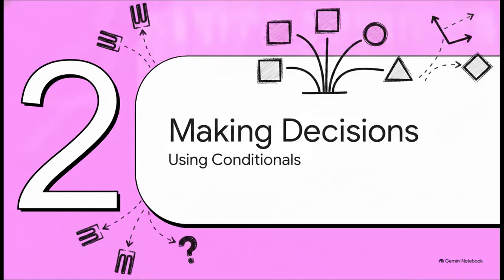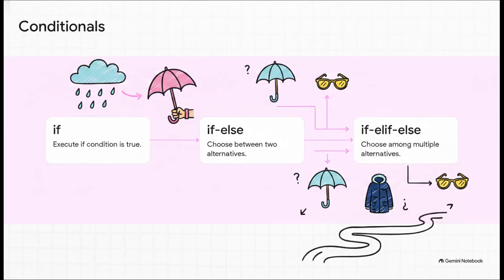Moving right along to Section 2, Making Decisions with Conditionals. Okay, let's look at how these conditionals actually evolve step by step. Step 1 is the absolute most basic, the if statement. You use this when you want a block of code to run only when a specific condition is true. Like, if it's raining, take an umbrella. If it's not raining, Python just ignores the umbrella part and keeps on driving.